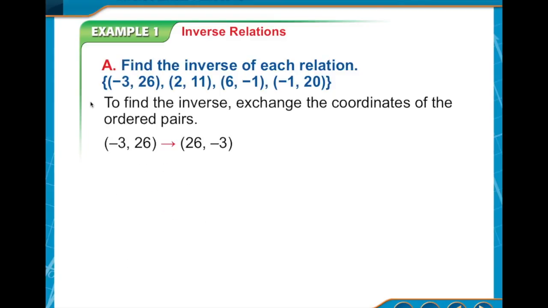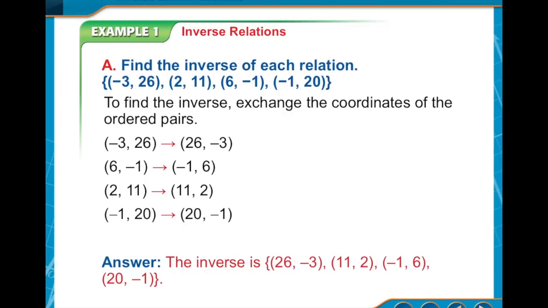So hopefully that makes sense as we jump into more complicated examples. But for this one, the inverse is the switching of each pair. So 26, negative 3, 11, 2, negative 1, 6, and a 20, negative 1. Switch those orders, put them in brackets, and then we are on and rolling to the next example.